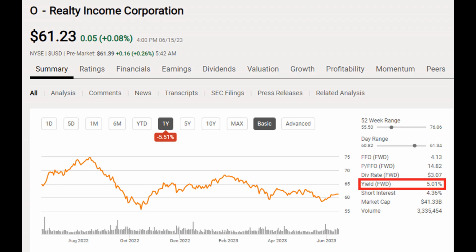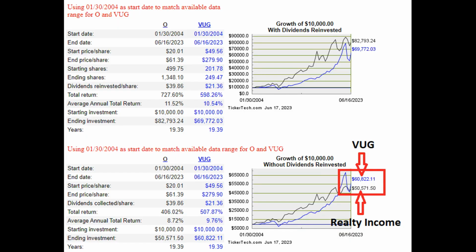Now, I will compare VUG with one of the favorite stocks of the dividend investing community, the real estate investment trust Realty Income, ticker symbol O, with a current dividend yield of 5% at the time of recording the video. As you can see, in the normal chart you would see in Google or Yahoo, etc., VUG beats Realty Income by a significant amount, turning a $10,000 investment into $60,822 versus Realty Income's $50,571.